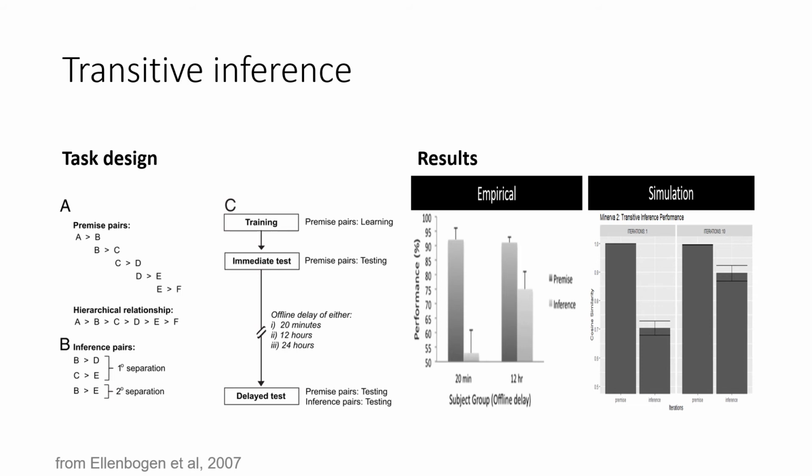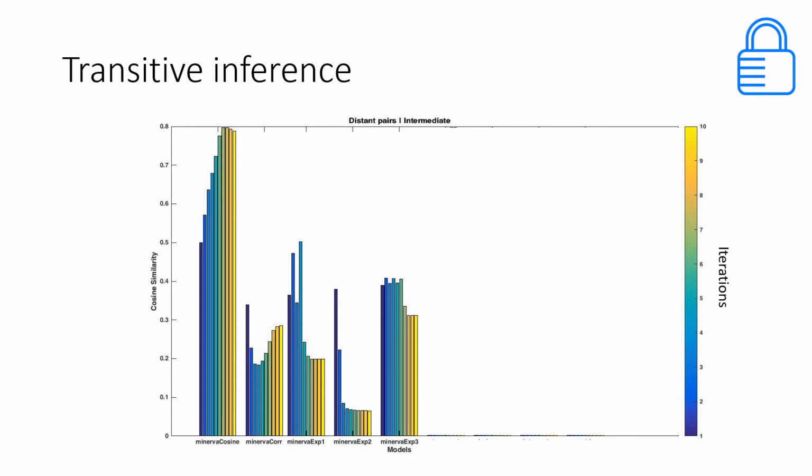And here we first wanted to see whether MINERVA, as an encoding-based overlap model of generalization, can account for the behavior observed in the Ellenbogen study, similar to REMERGE, and indeed we found that it could when it was run recurrently. While most implementations of the model can do close pair inferences, meaning one degree separated, B larger than D, when performing inferences for distant pairs, so B larger than E, only the original model improves over recurrent iterations.